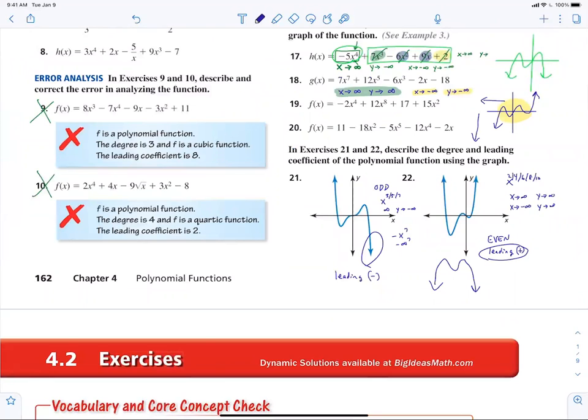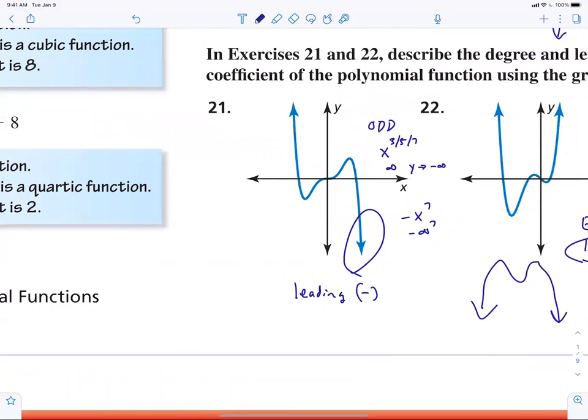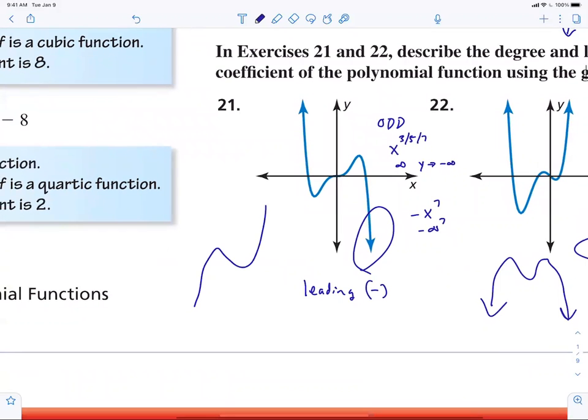What if we were to, let's say, flip number 21? Would that make the leading coefficient positive? That is correct. If it went like that, the leading coefficient would be positive. And that would make the exponent even? No, the exponent is still odd because they're going in opposite directions.